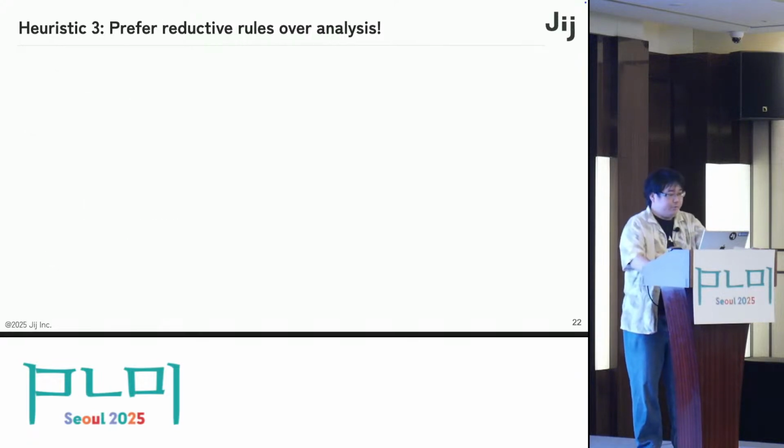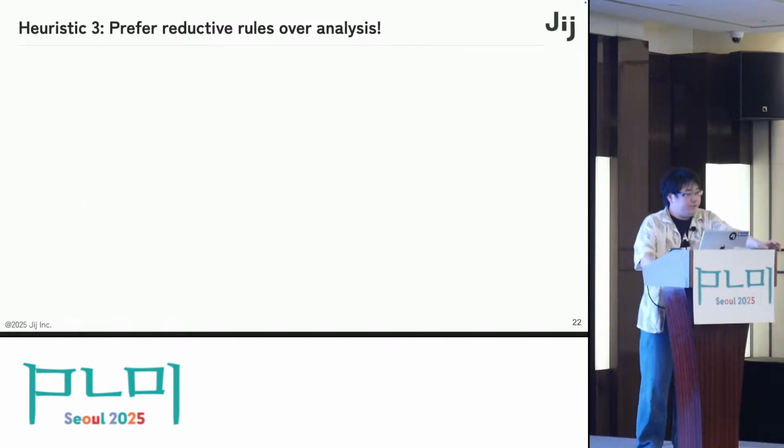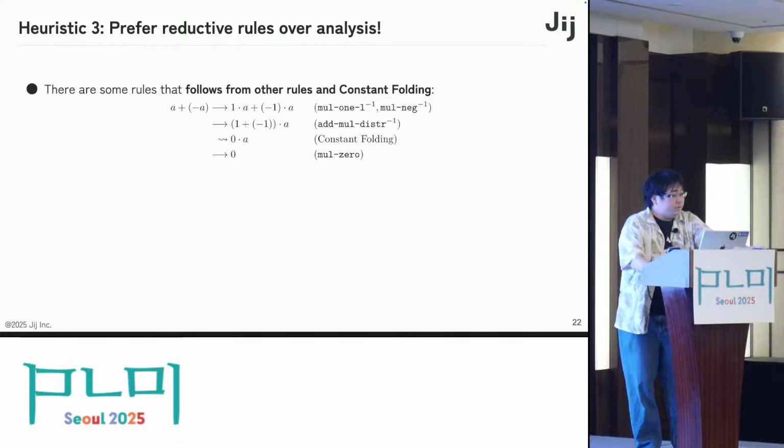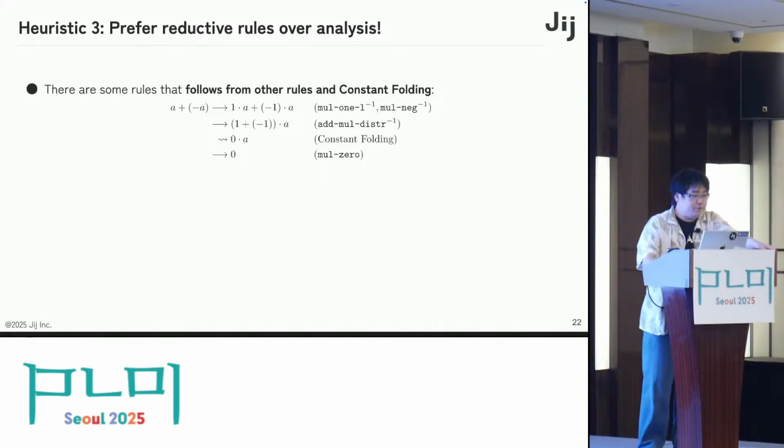Yeah, this is very crucial. And here's 6.3, prefer reductive rules of analysis. So there are some rules that follow from other rules and constant folding. For example, a plus minus a to 0 can be derived from other rules and constant folding as follows.